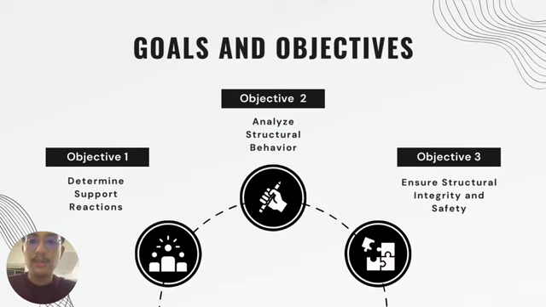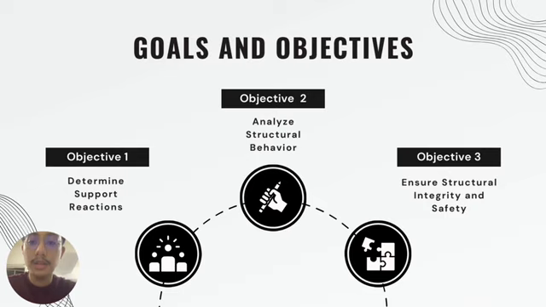Next, we use the stress analysis. Assess the internal stresses within the beam caused by the applied load, particularly focusing on the bending stress. Ensure these stresses do not exceed the material yield strength to avoid plastic deformation or failure. And the last is to ensure structural integrity and safety. We verify the maximum bending stress by comparing the calculated maximum bending stress with the allowable stress for the beam material. This ensures that the beam can safely withstand the applied loads without exceeding its capacity.